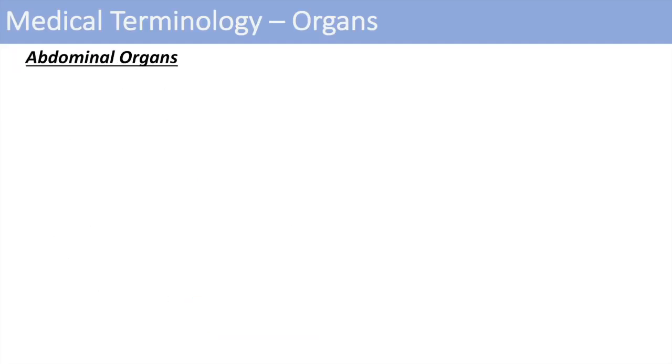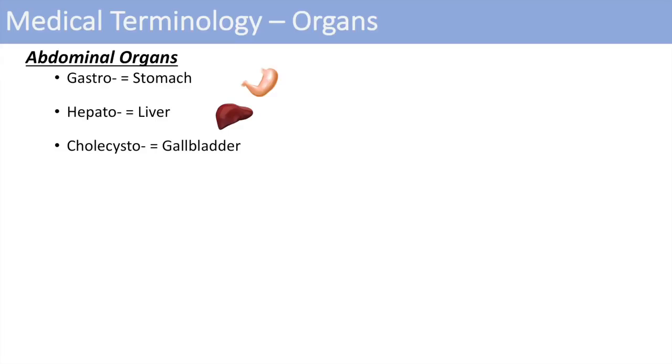The next organs I'm going to get into are the abdominal organs. So gastro for the stomach. Hepato for the liver. So you may have heard of hepatitis or hepatocyte. So they all relate to the liver. One that you may not have heard of is cholecysto. That's for the gallbladder, so you might not have heard of it, but maybe cholecystectomy when you remove your gallbladder, or cholecystokinin, which controls gallbladder contraction.